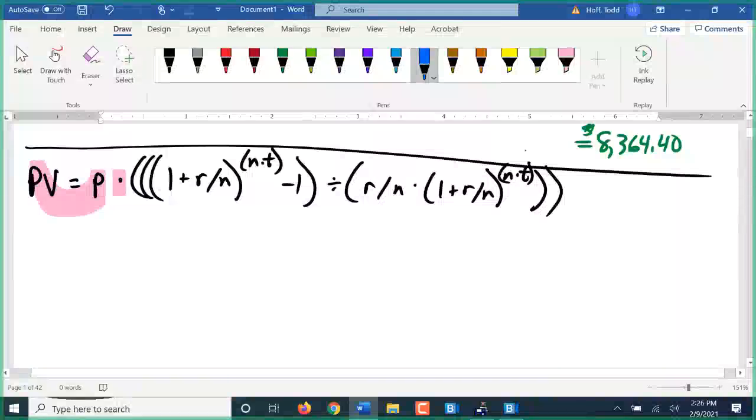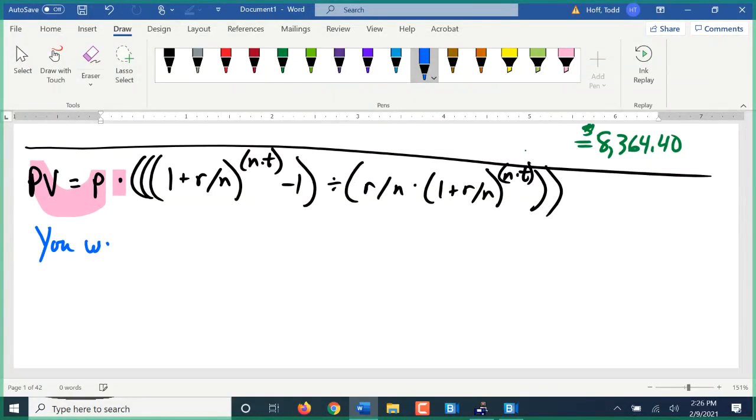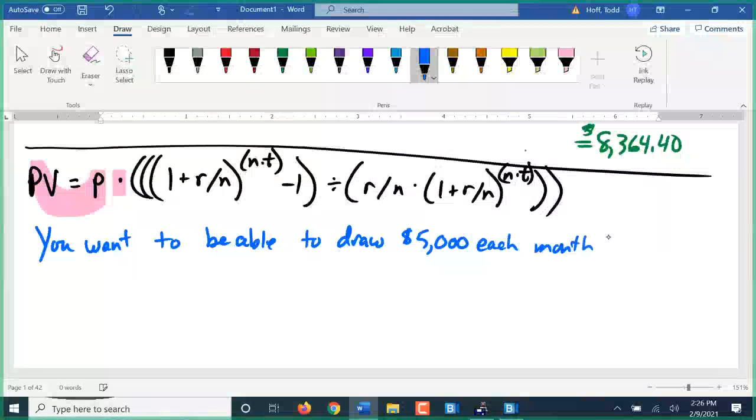So let's say you know that you'll need, or you want to be able to draw. That means to collect the payment. Say you just need $5,000 per month. I want to be able to do it for 30 years. And you're going to be able to draw an interest rate. Oh, let's just go with 7%.